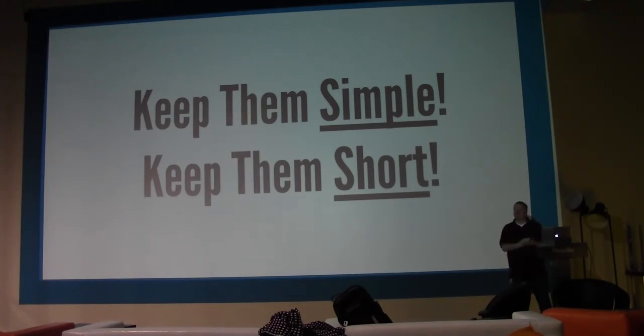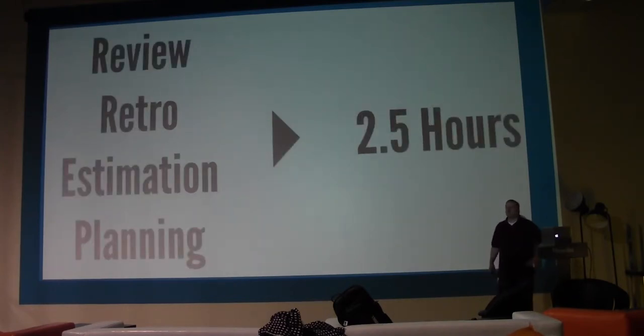If the meeting ends 30 minutes early, that's awesome. As long as we got everything mostly done, that's great. In traditional Scrum, we say for a 2-week sprint, you should spend about 8 hours doing the review, the retrospective, the estimation, the planning. We said that's ridiculous, that's way too long. So we do all four of these meetings in about 2.5 hours.